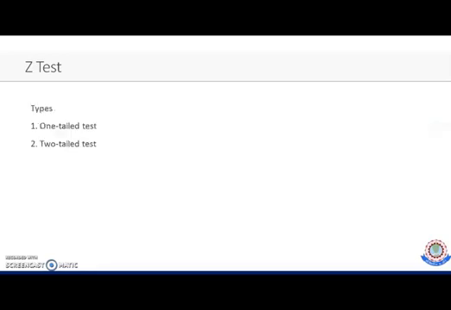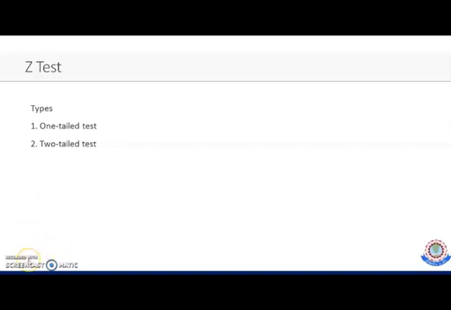Then the Z-test is of two types: one is the one-tailed test and the other is the two-tailed test. A one-tailed test is a test of statistical hypothesis where the alternative hypothesis is one-sided, which is represented as a one-tailed or one-side test, and this one side may be right or left tailed. The two-tailed test, the second category, is a test of statistical hypothesis based on a rejection region represented on both sides of a standard normal curve.